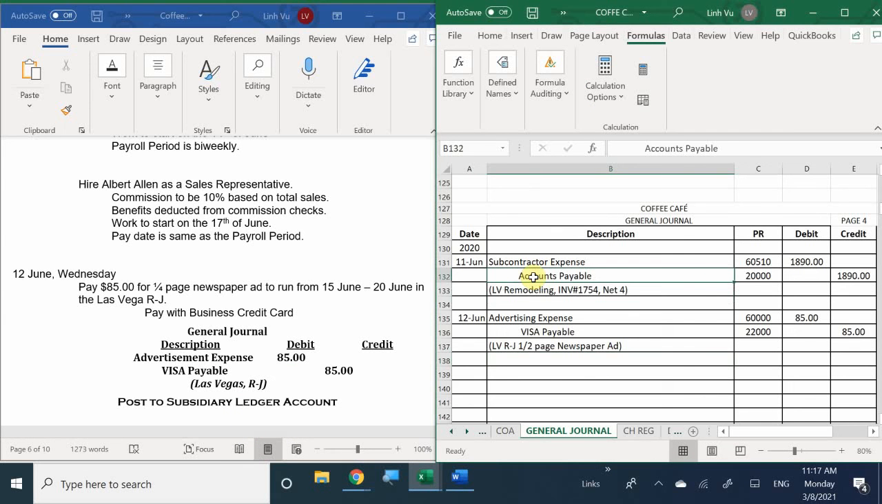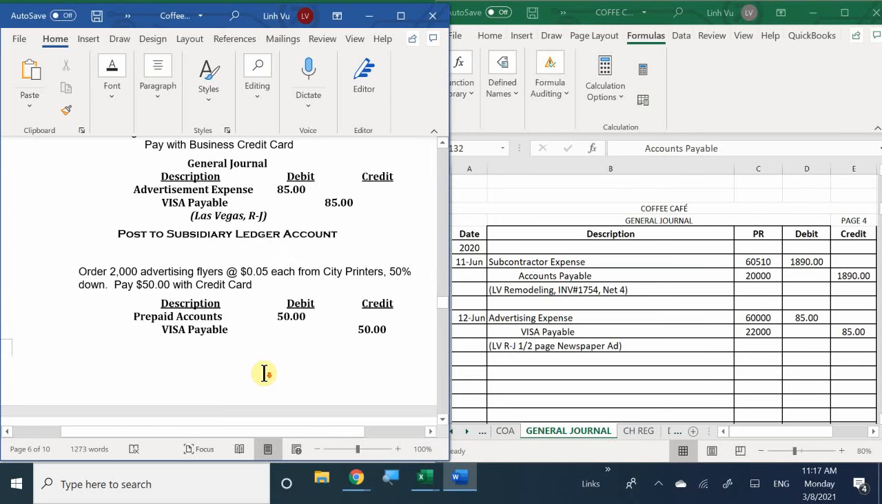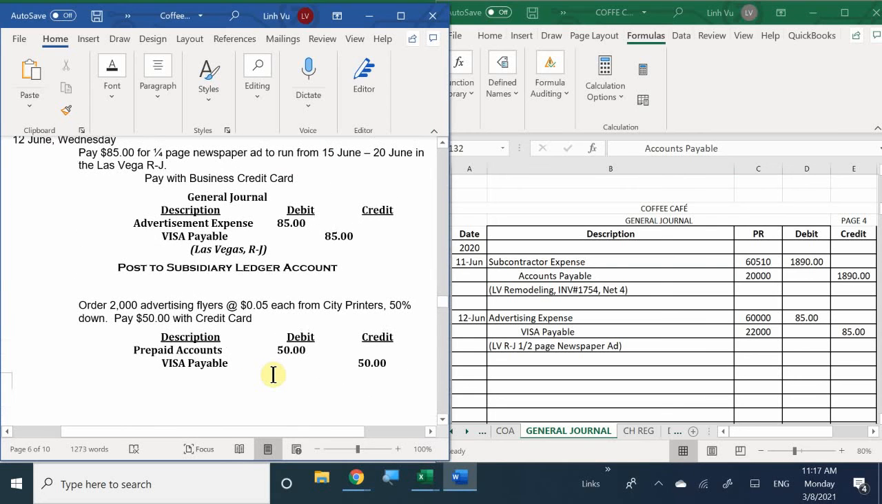So now, what has happened next? Okay, so we ordered another 2,000 flyers, okay, to pass around the neighborhood or to have some at the store, whatever you want to do, right? And they cost us 5 cents each. From City Printers. So we bought them from City Printers, and they require a 50% down payment, all right, just to lock in their orders.